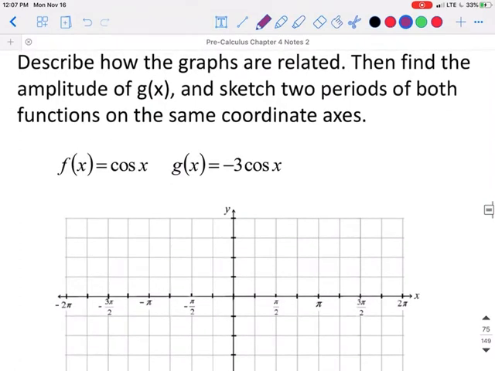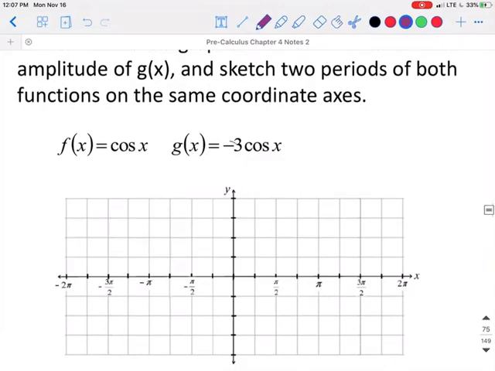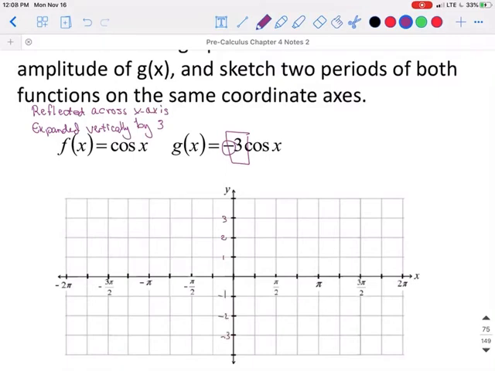So we're going to describe how the graphs are related, then we're going to find the amplitude and sketch both functions. Now because we have this negative sign out front, we do know it is going to be reflected across the x-axis. And because we have a 3 in front of the cosine, we know it's going to be expanded vertically by 3. So first we're going to start by labeling. So let's do 1, 2, 3, -1, -2, -3.